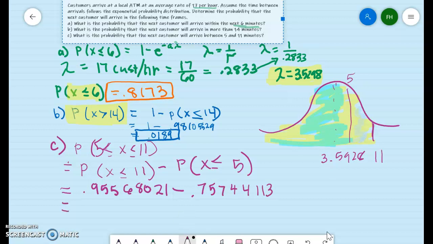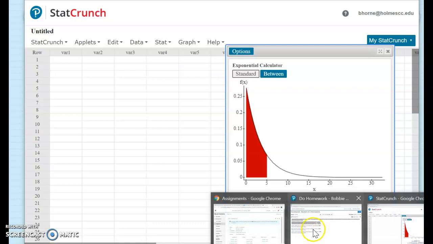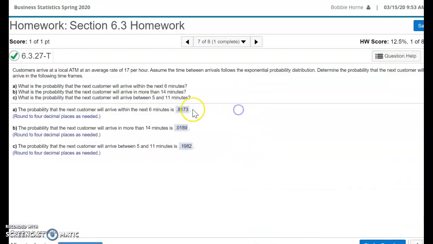And then when you subtract those, and round it to the 4th decimal place, the probability of this little area right here is what we wanted, between 5 and 11. The probability is 0.1982. So that is how you would work this problem. Most students understand A and B, and then they have a little bit of trouble with C. But just remember that you're using technology here. You're not having to calculate these by hand on these types of problems. Let me know if you have any questions.